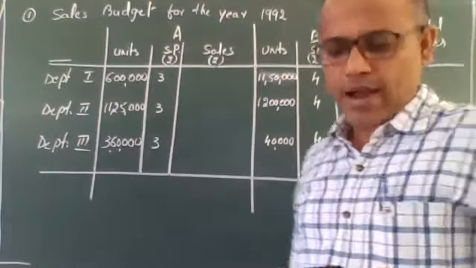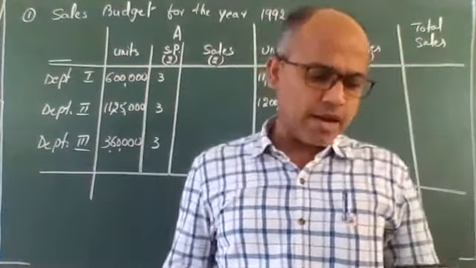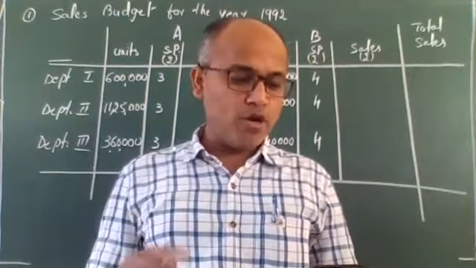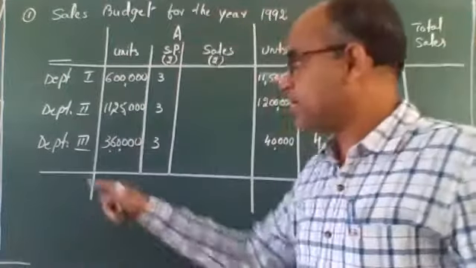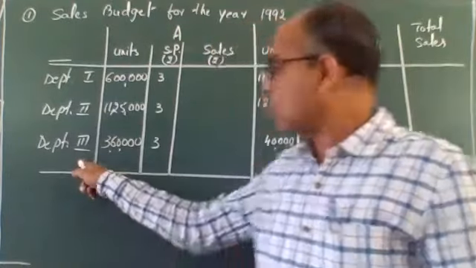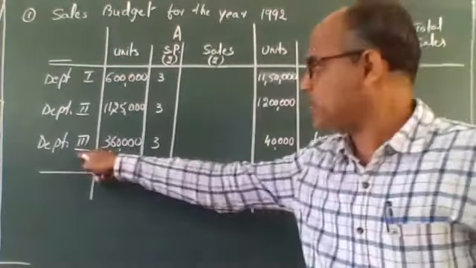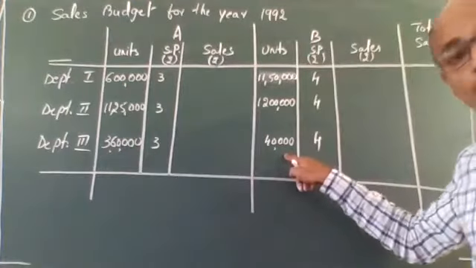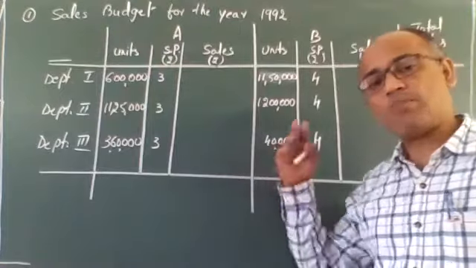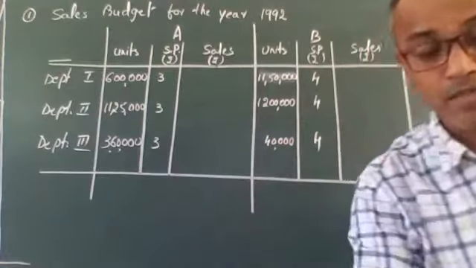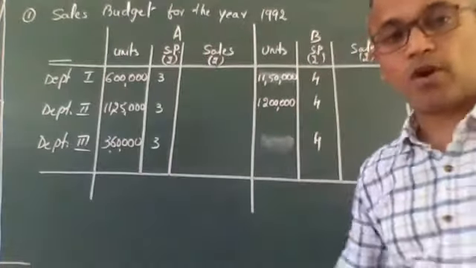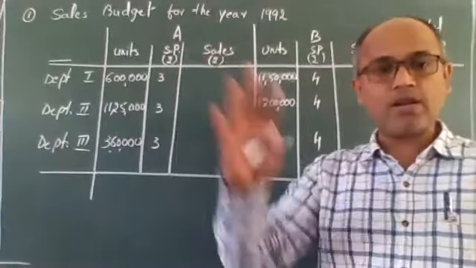It is also expected that by increasing production and arranging extensive advertisement, department 3 will be able to increase the sales of B to 1 lakh rupees. Now here the question is: is 1 lakh rupees the new sales, or is 40,000 plus 1 lakh the new sales? The answer is, I have to change this figure. 40,000 plus 1 lakh, or directly 1 lakh, I should write.